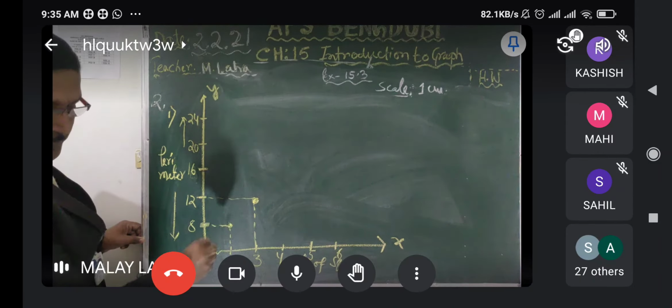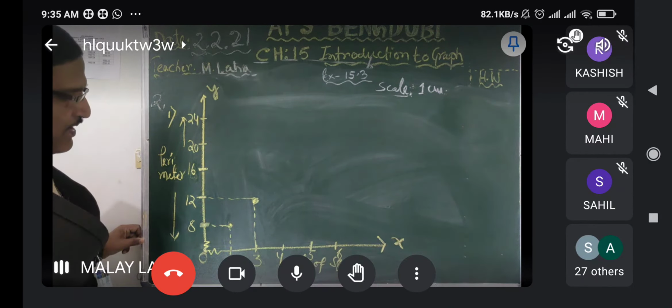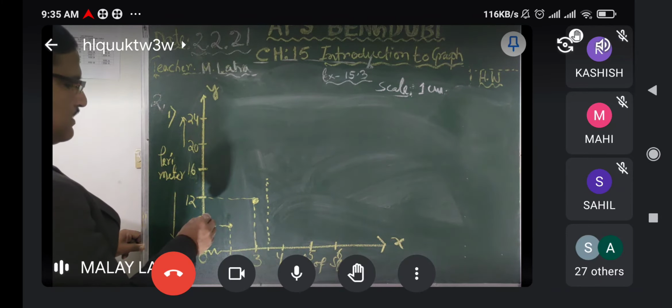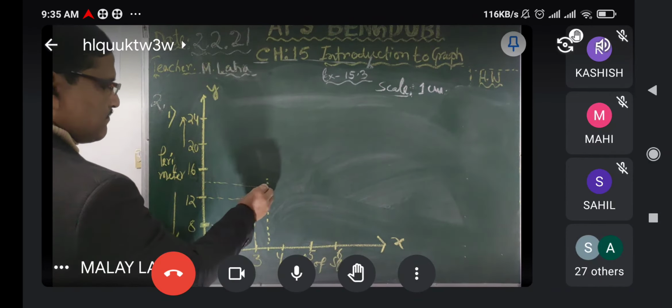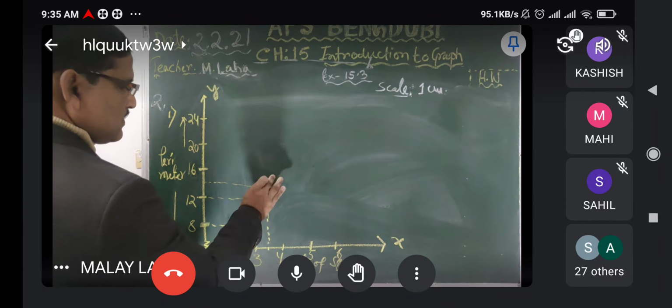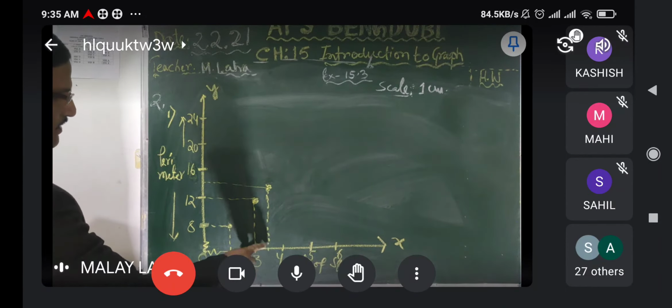This is perimeter 3. So 3.5 lies between 3 and 4. So it will lie in between. 3.5 will produce how much? It will produce, 3.5 means between 12 and 16. This is 3.5 and it will be in between 12 and 16. So the point is there.